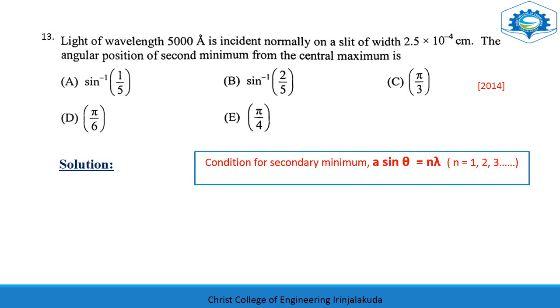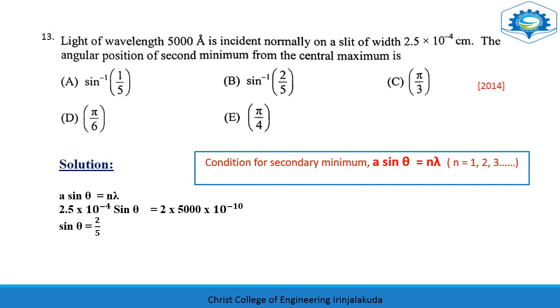Here we can use the condition for minima in the diffraction pattern: a sin theta is equal to n lambda. Here small n is equal to 1, 2, 3, etc. Here a is the slit width. It's given 2.5 into 10 raised to minus 4 centimeter. Lambda is 5000 into 10 raised to minus 10. In the question, we need the angular position of the second minimum. For the second minimum, small n is equal to 2.